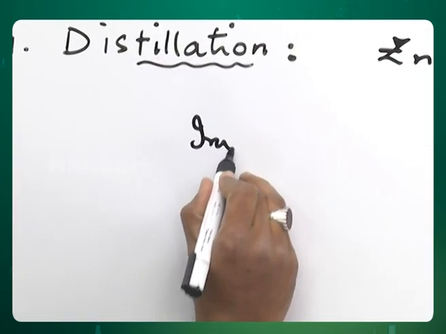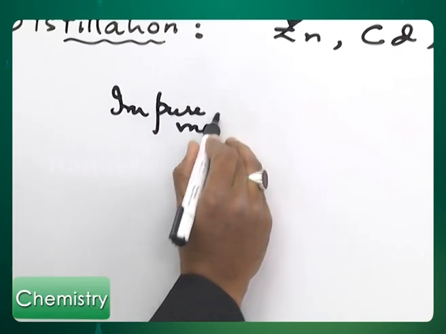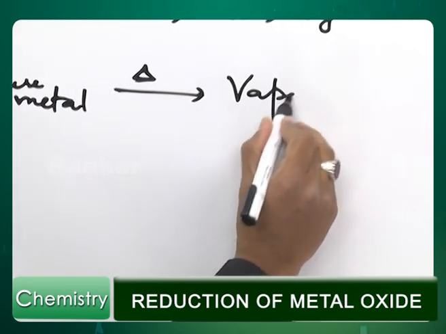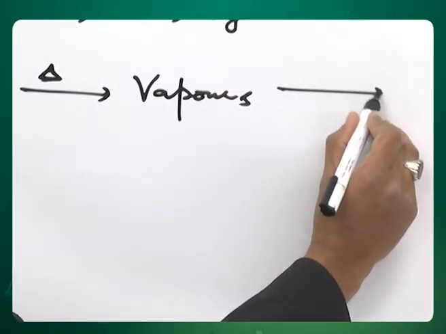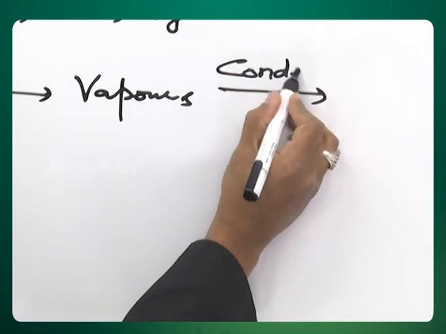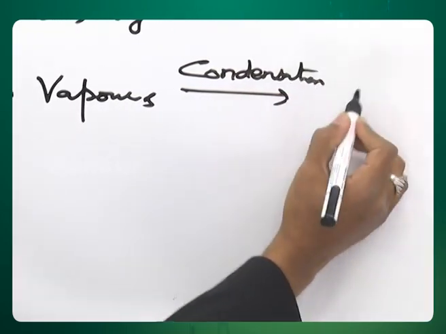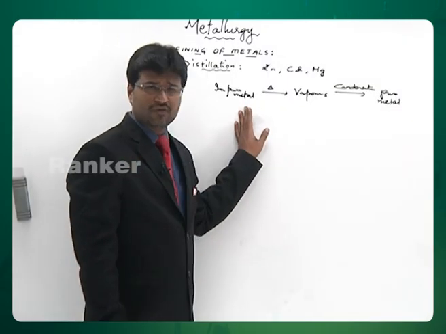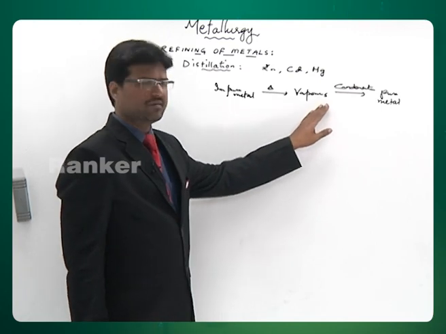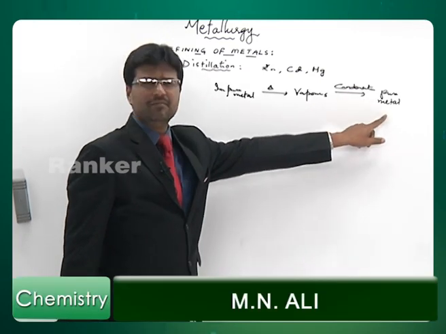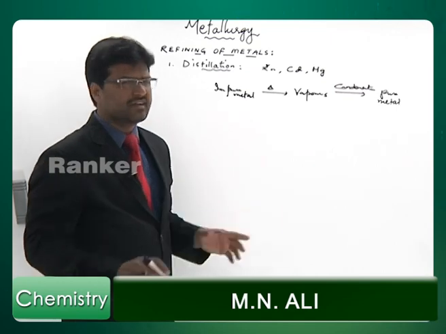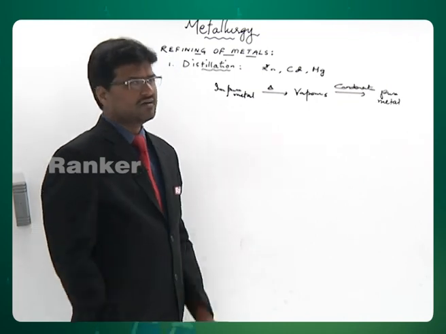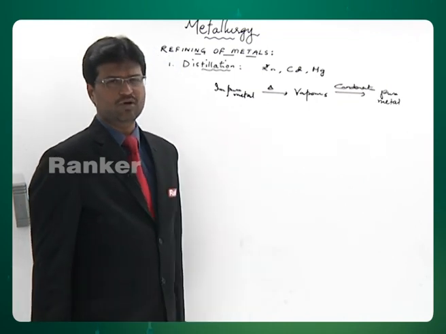Here, impure metal is heated. Then you get vapors of the metal. Then the vapors are subjected to condensation, and you get pure metal. The impure metal is volatilized by heating. The vapors are collected and condensed to get pure metal. Impurities are left behind. It is a very simple method and applicable for those metals which are highly volatile. Their melting points and boiling points are low.